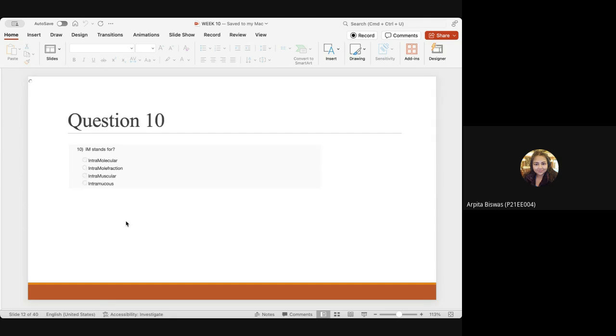Next: what does IM stand for? First option is intramolecular. Second is mole fraction. Third option is intramuscular. And option D is intramucous. So the right option is option C, intramuscular. Next, move toward question number 11.